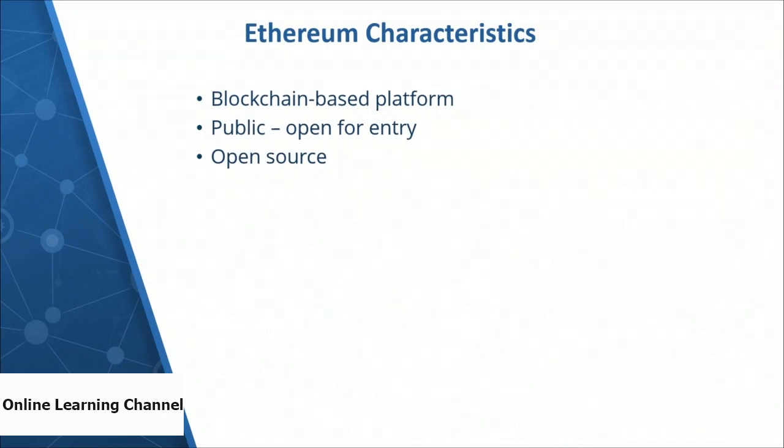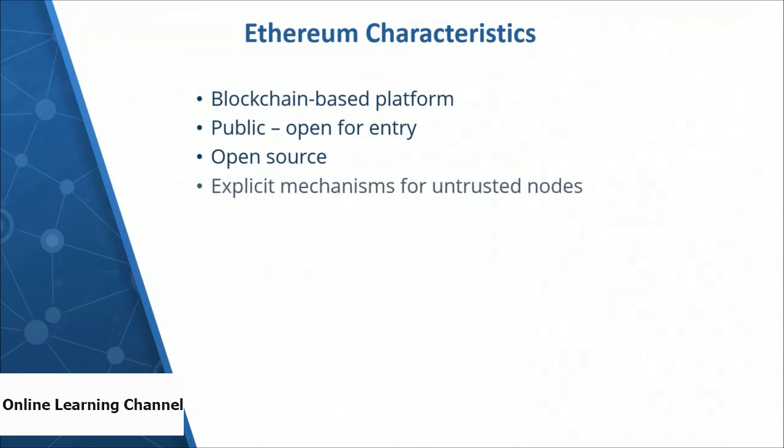Given that Ethereum is a public blockchain, there need to be explicit mechanisms in place in order for untrusted nodes to work together. This is what Ethereum achieves by means of the proof of work consensus algorithm. And one of the most powerful and popular features of the Ethereum network is its support for the notion of smart contracts. These are in effect contracts which are written in code rather than in legal terms. And given the public nature of the Ethereum network, the smart contracts are available for all to see.